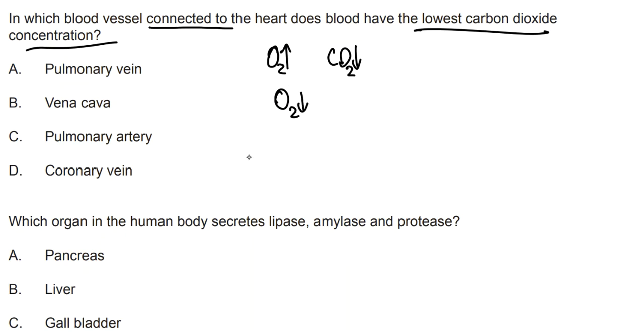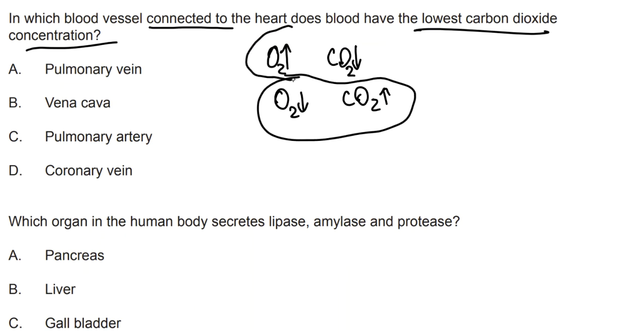Because oxygen is something that's needed as a nutrient, whereas carbon dioxide is something that's a waste product, right? So if you have blood that's used, it's going to be low in oxygen and high in carbon dioxide, whereas if you have blood that's fresh and pumped from the heart to the rest of the body, we're going to have high oxygen and low CO2. So which blood vessel connected to the heart has the lowest carbon dioxide concentration and the highest oxygen concentration? Low CO2 means low waste, and because it's low CO2, it's implied that there's high O2. High O2 means that this blood is probably fresh.